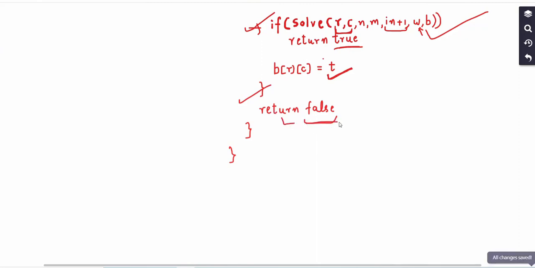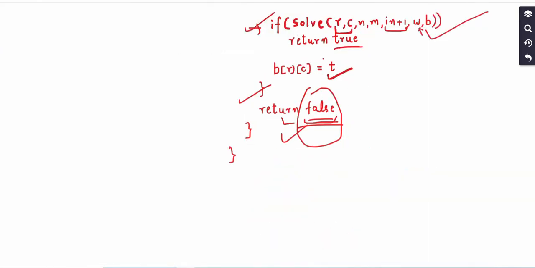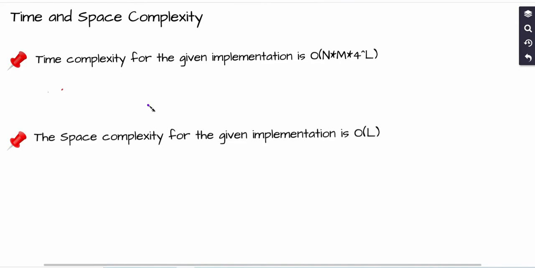After that, I will return false right from here. Why am I returning false here? Because I've explored all the possible paths in the given board and I haven't found the word in the board, and therefore I will return false at the end of the function. Fine. So this is how the function is working. Let's see the time and space complexity for this. The time complexity for the given implementation is n cross m cross 4 raised to the power L, where L is the length of the word which we want to search. So why is the time complexity this?